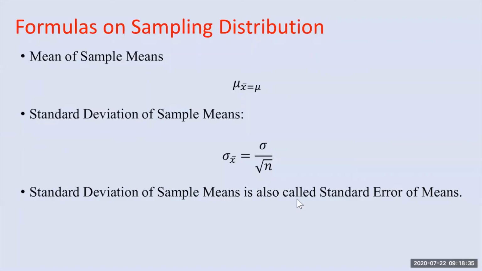So I laid out those formulas over here. The mean of the sampling distribution is equal to the population mean. The standard deviation is equal to the population standard deviation divided by the square root of n. And the standard deviation of the sample mean is also known as the standard error of the mean.